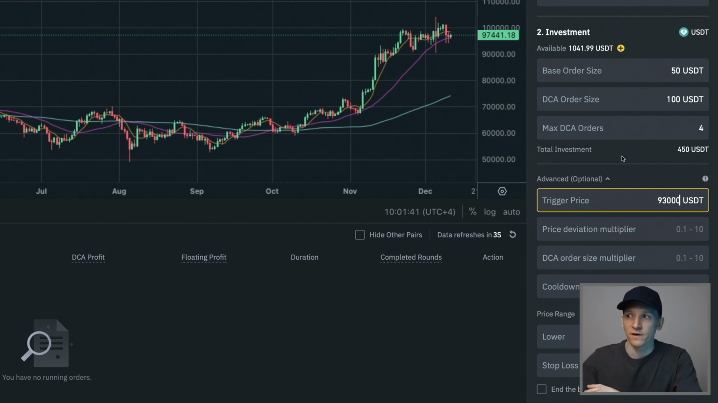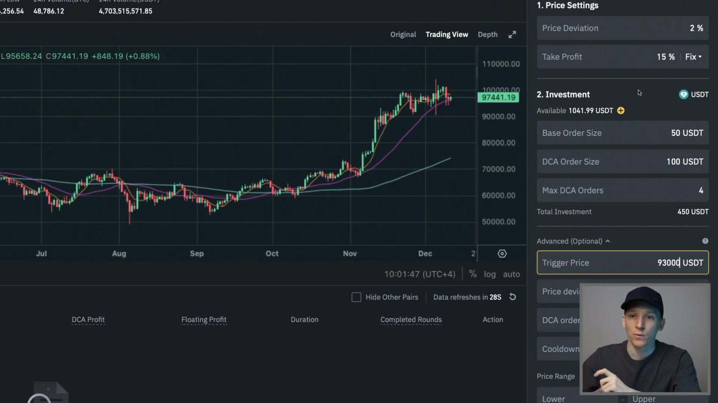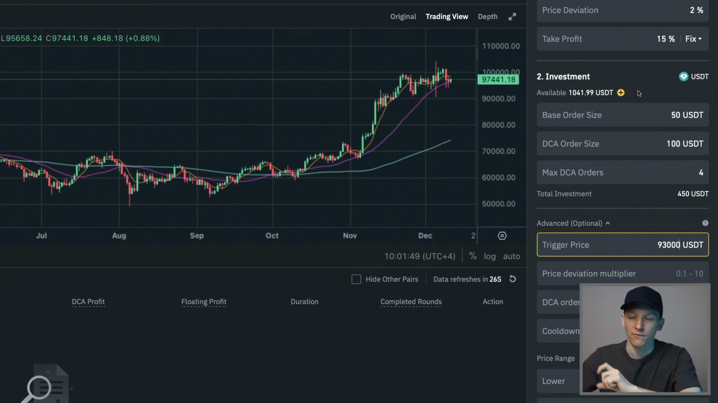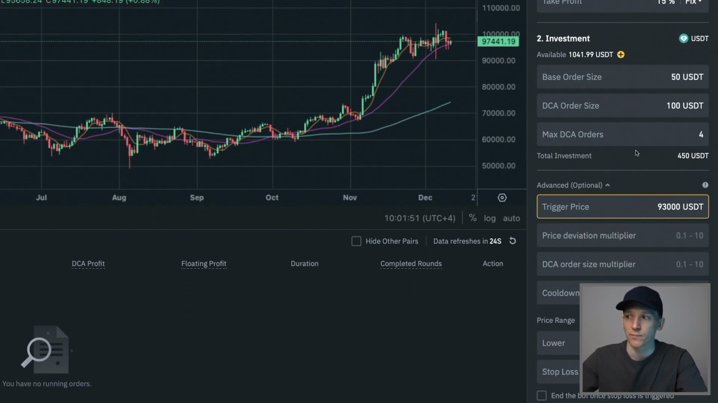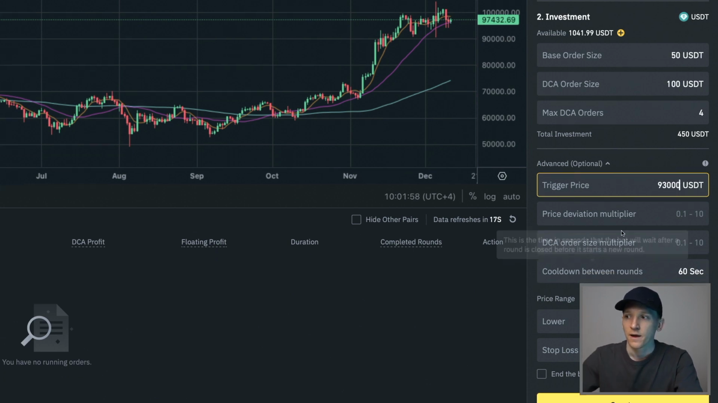If you don't put the trigger price in, it actually will trade this base order immediately for you and start from that price with the subsequent orders and the price deviations that go down from that, right? So if you don't want to trade right now, put the trigger price in at the price where you actually want the bot to start, and then the deviations will start from that price, that trigger price that you put in.